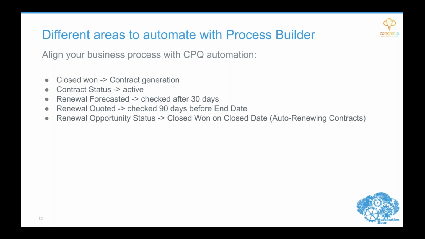You can say renewal forecast needs to be checked after 30 days, or you could have your renewal quoted checked 90 days before the end date. Your opportunity status for renewals can be auto marked as closed won on the close date. These are different areas you can use Process Builder with CPQ.